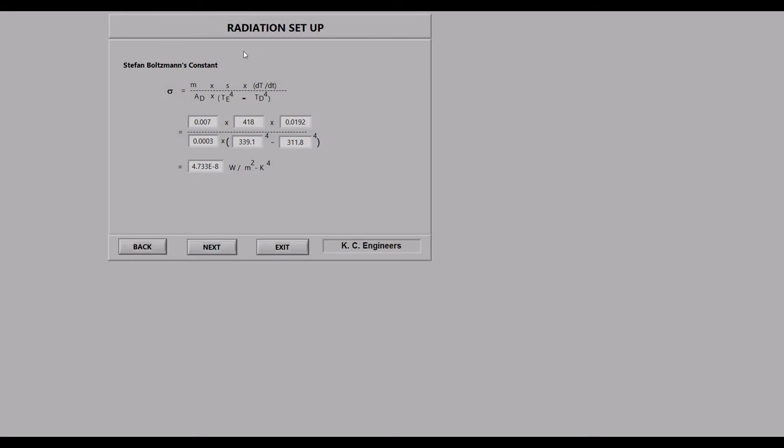Calculate it and let's see how much value of the constant you get, whether it is less than the original, which is 5.67 into 10 raised to minus 8. Let's discuss why the value you get is less, what factors are affecting it, and whether there are any errors in the experiment. This is how you need to do the calculation for this experiment.